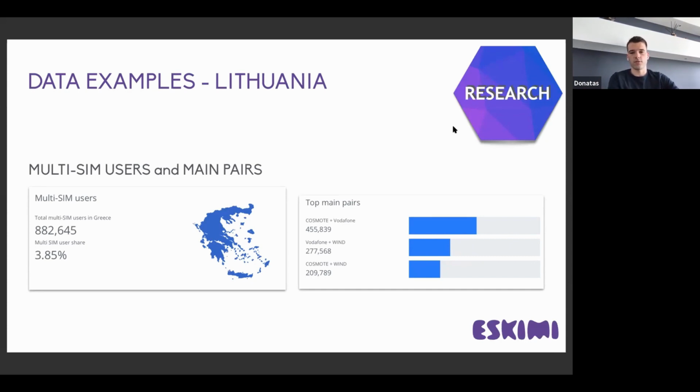So for example, just as a reference, in the Greek market, Cosmote and Vodafone are the top dominant pair of telco operators. When Vodafone wants to launch a campaign, we can identify users who use their SIM card, but only as a secondary SIM card. And we can offer some data plan to those users, for example, so that they might be willing to switch and start using Vodafone as their primary SIM card.